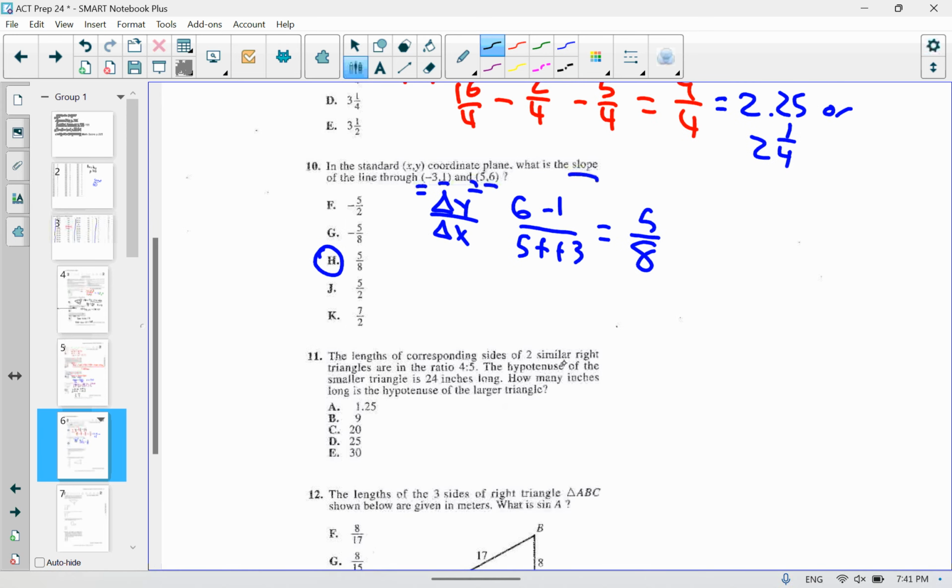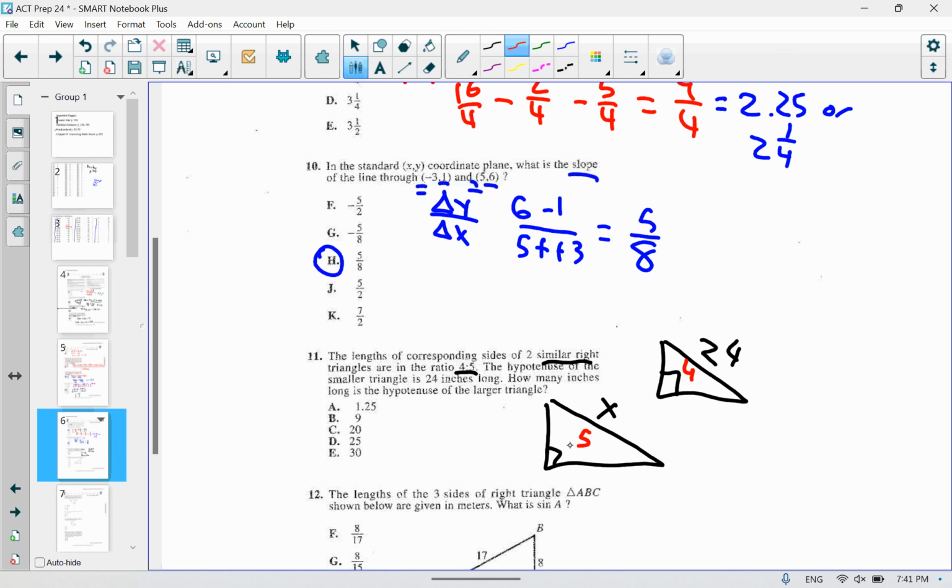Okay. Two similar right triangles. So the right triangles, that's a small one, and I'll make sure I get a big one. The hypotenuse of the smaller triangle is 24. How many inches long is the larger triangle? So I know that this is a ratio of 4 to 5.